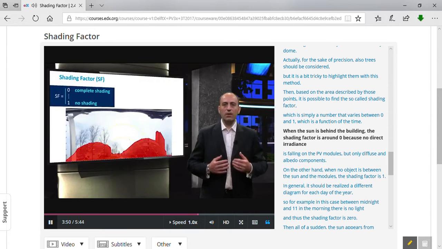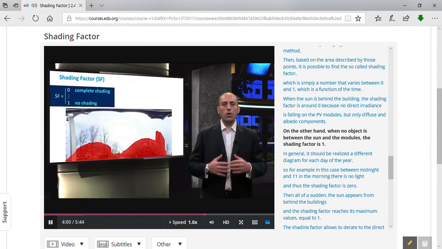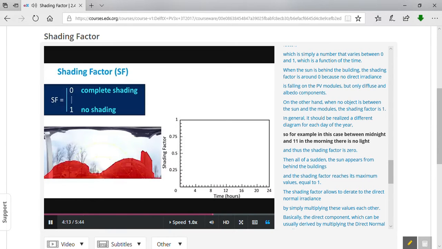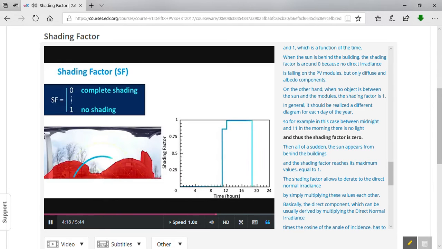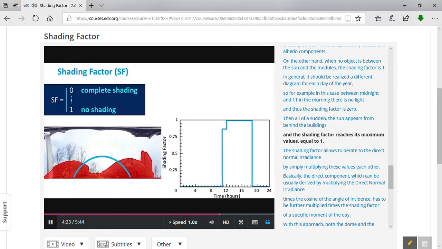When the sun is behind the building, the shading factor is around 0 because no direct irradiance is falling on the PV modules, but only diffuse and albedo components. On the other hand, when no object is between the sun and the modules, the shading factor is 1. In general, a different diagram should be made for each day of the year. So, for example, in this case, between midnight and 11 in the morning, there is no light, and thus the shading factor is 0. Then, all of a sudden, the sun appears from behind the buildings, and the shading factor reaches its maximum value equal to 1.